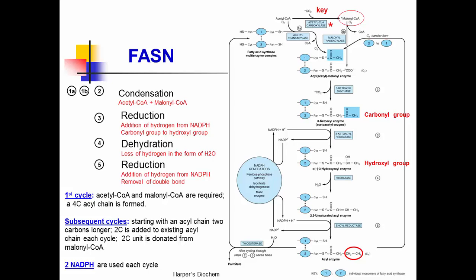So the two carbon donor is malonyl-CoA, right? Each cycle also requires two NADH molecules, right, for the reduction reactions, right? Any questions about this fatty acid synthesis?